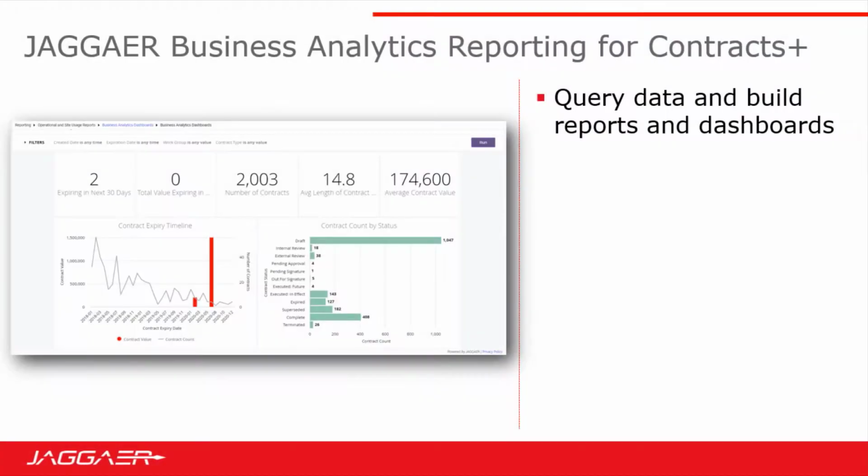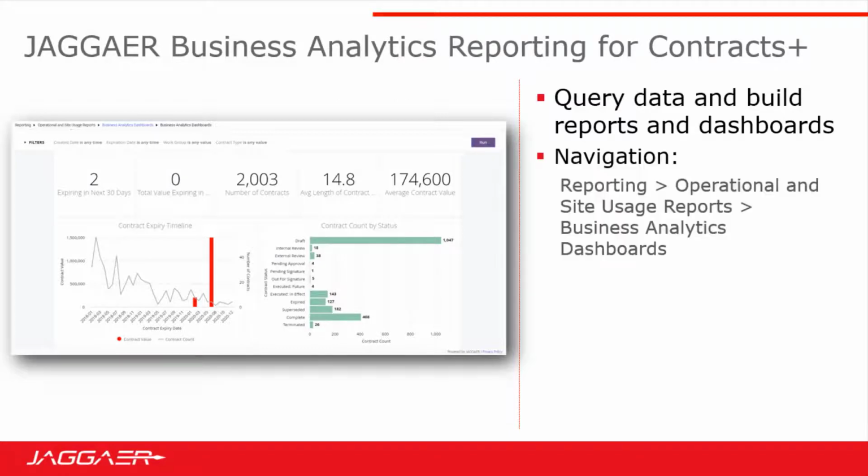So that was the standard reporting that comes with Contracts Plus, and we now have advanced reporting that allows you to go a step further beyond the standard reporting that I demonstrated so far. This is currently available for e-procurement, invoicing, and Contracts Plus. What you see here is a screenshot of the contract summary dashboard where high-level information about number of contracts, contract expiration, and contract value can be seen, but then you can dig deeper to query the data and build your own custom reports and dashboards.